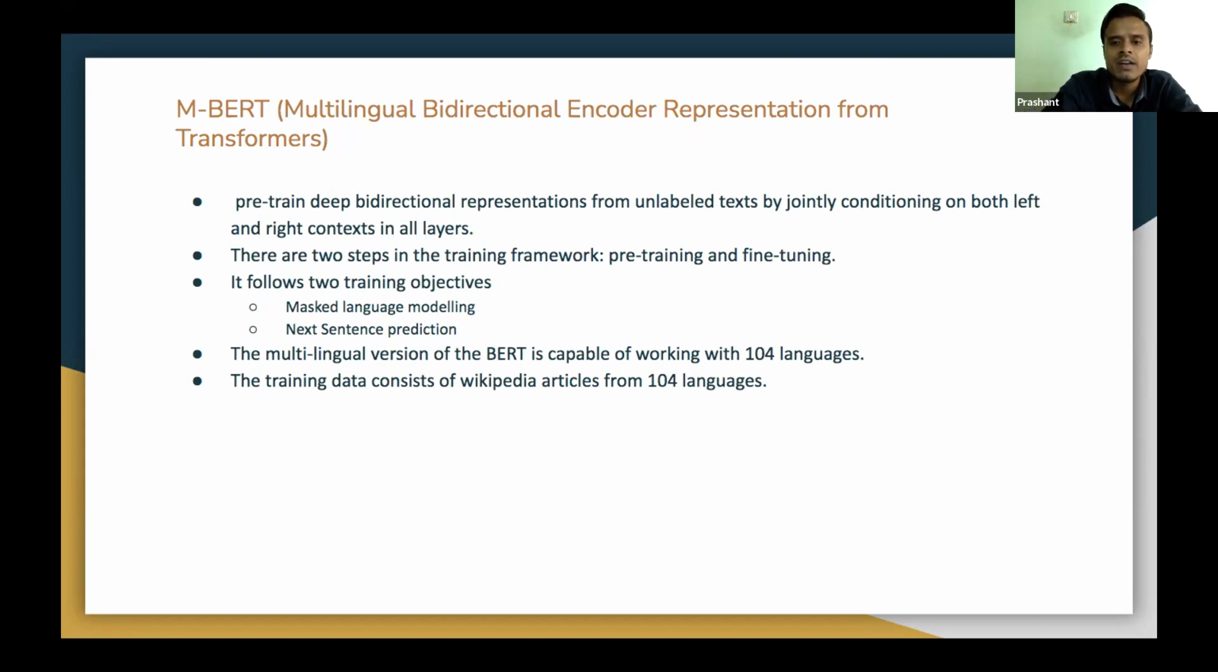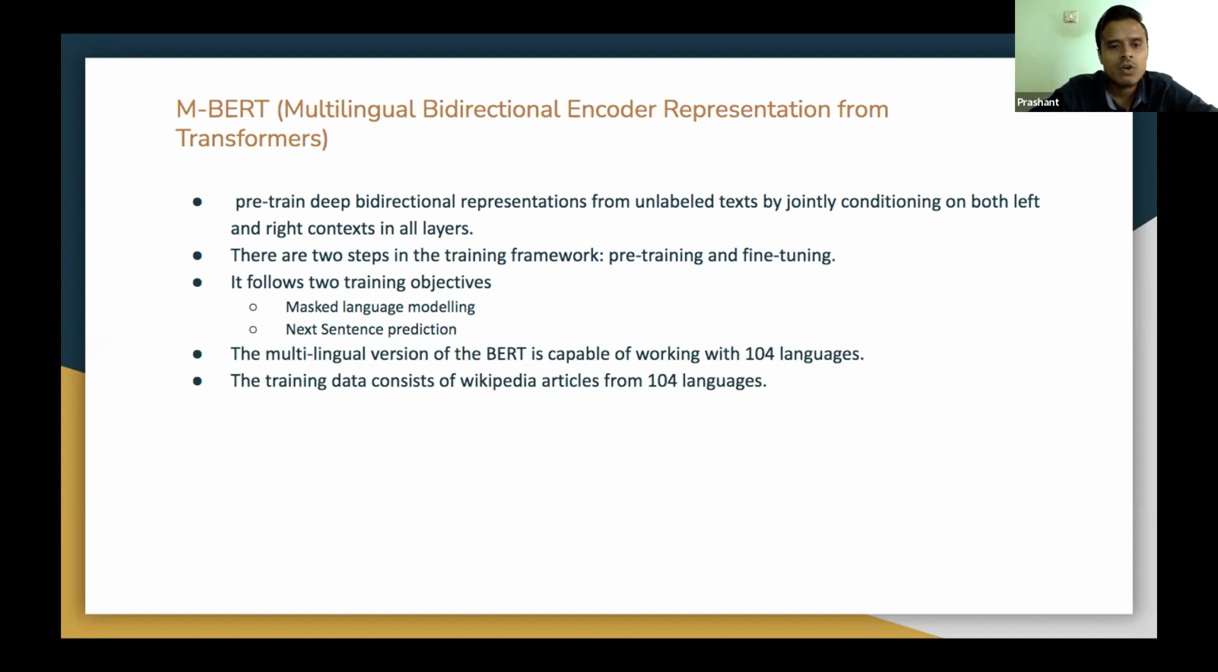So basically there are 2 steps in the training framework. The first one is pre-training. In the pre-training, the model is trained on Wikipedia articles from 104 languages. And in the second step, the trained model is fine-tuned to solve a given task. In our case, we are solving the classification task.